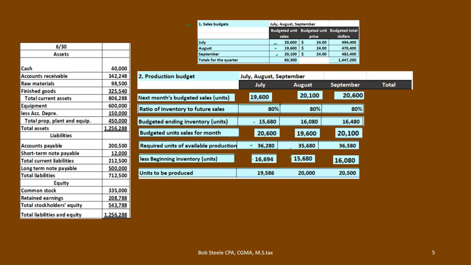The 36,680 minus the 15,680 is the 20,000. The 36,580 minus the 16,080 is the 20,500. And that's the units that we need to then produce. So these are how many units we need to produce. Now, the next thing is, well, now we can think about the materials, the labor, the overhead.